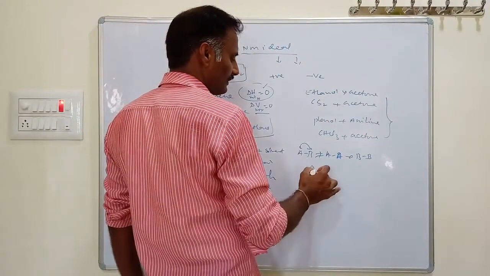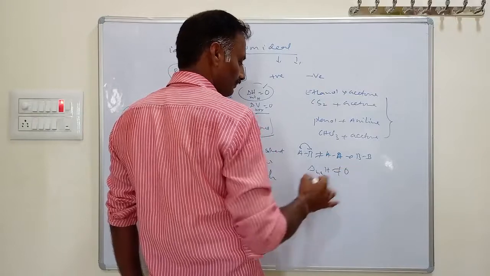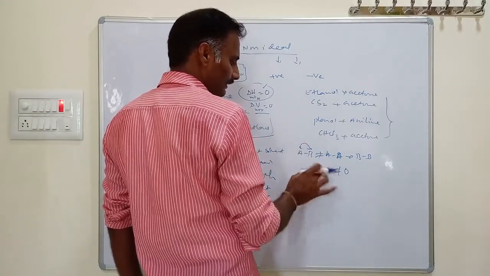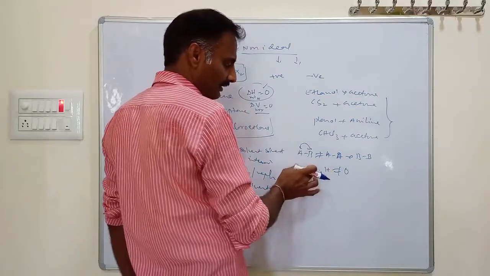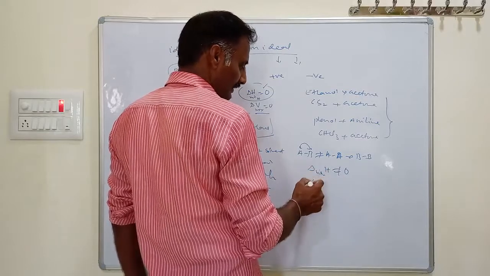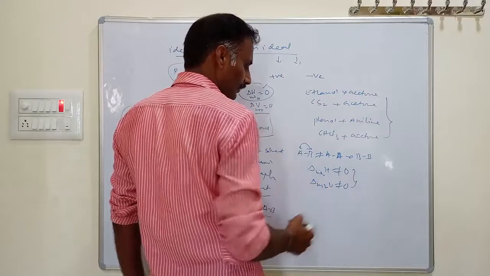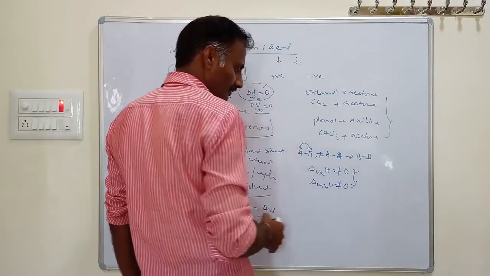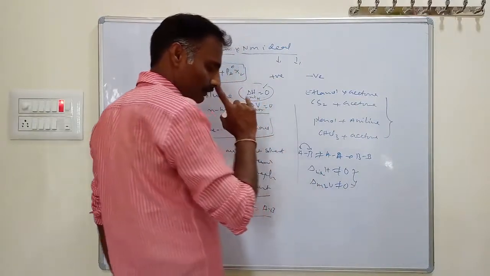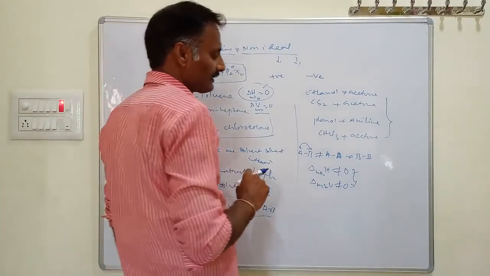For non-ideal solutions, delta H mixing is not equal to 0. By mixing these two components A and B, there is a change in enthalpy. That's why delta H mixing is not equal to 0. When enthalpy changes, the volume of mixing is also not equal to 0. These are called non-ideal solutions. Non-ideal solutions are those which deviate from Raoult's law. They do not satisfy Raoult's law under all conditions.